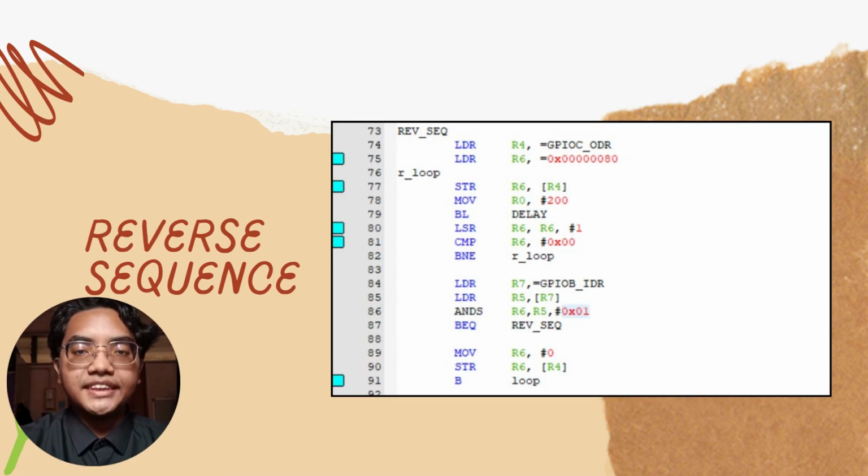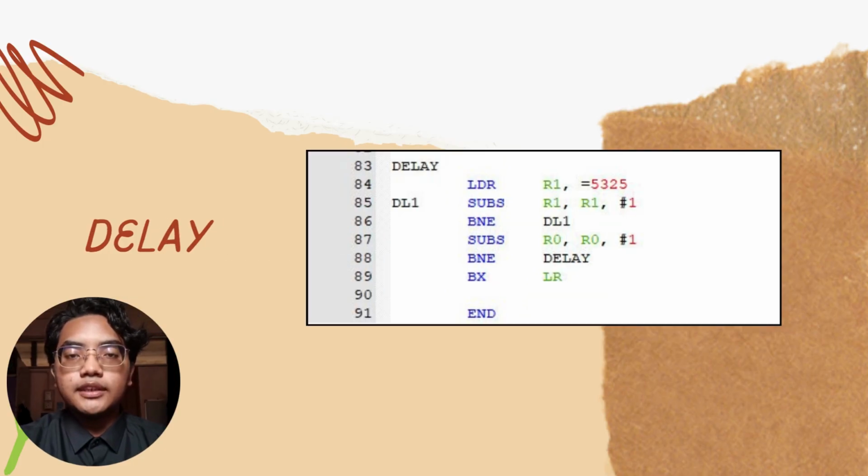The reverse sequence will first light up LED 7 by storing 0x80 to the memory pointed to by GPIOC ODR. It again loads R0 with 200 for the delay, and now uses LSR, logical shift right, to shift the number by 1 bit to the right until it reaches 0x00 in hexadecimal. After that, the program will return to the main loop again. The delay subroutine is just 5325 subtracted by 1 for R0 amount of times, and then it returns back to the loop from before, or where the link register points to.